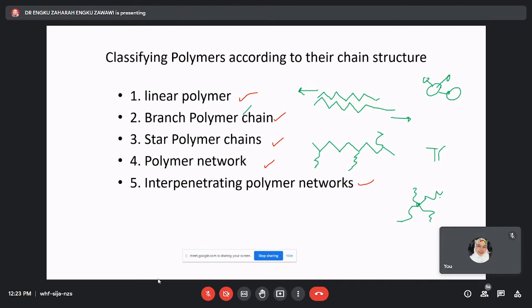Okay, so star polymer chains can be either thermoplastic or thermoset depending on the number, length and cross-linking of the branches. Okay, so this is the central monomer in the middle. This central monomer is in the middle.